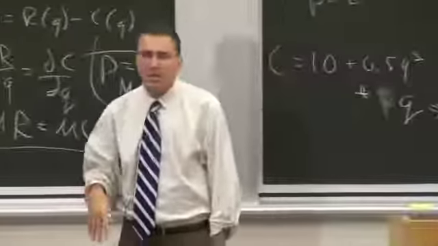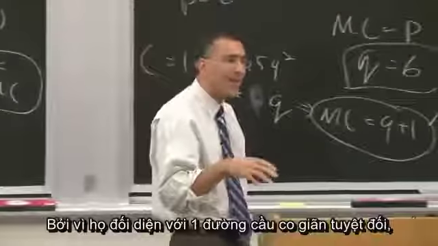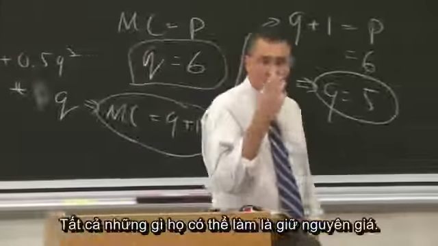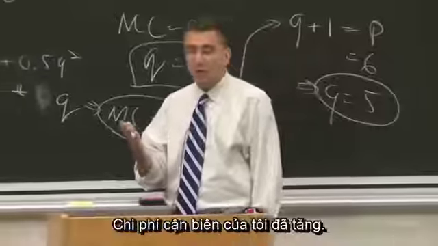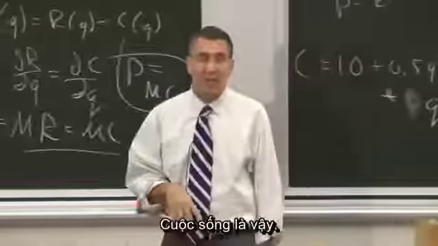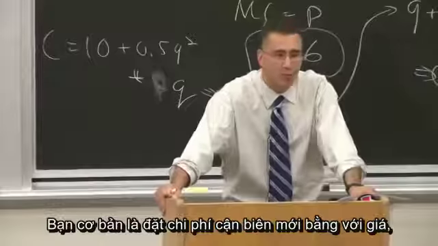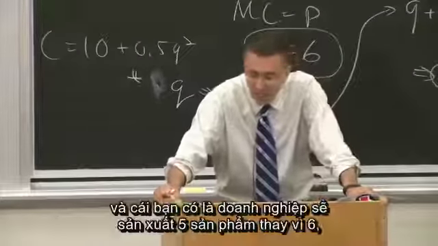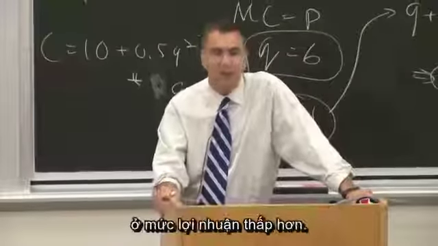Because they face a perfectly elastic demand, they can't raise the price. All they can do is say, well, the price is the same, my marginal cost has gone up, I'm going to produce less, and I'm going to make less profits, and that's life. So a tax in a market like this is just going to lower the firm's profits, and lower their level of production from 6 to 5. In non-competitive markets, different things can happen. We'll talk about that. But in a competitive market, you set the new marginal cost equal to price, and they produce 5 units instead of 6 at a lower profit level.